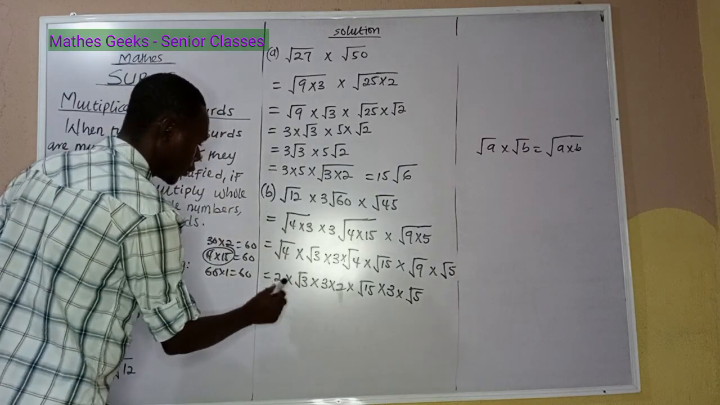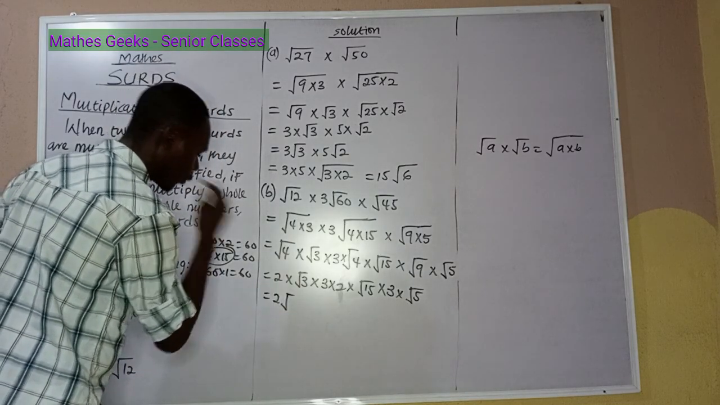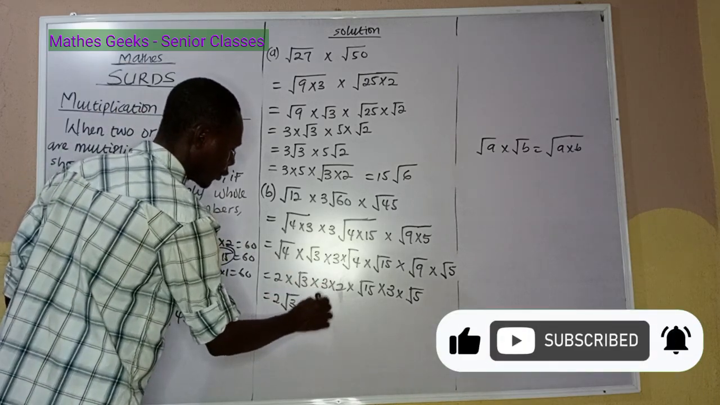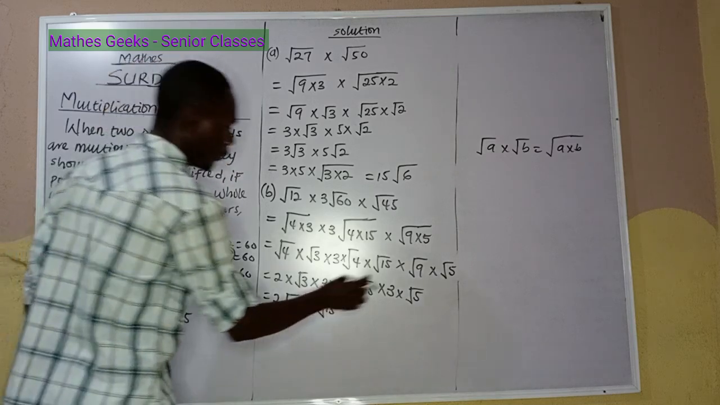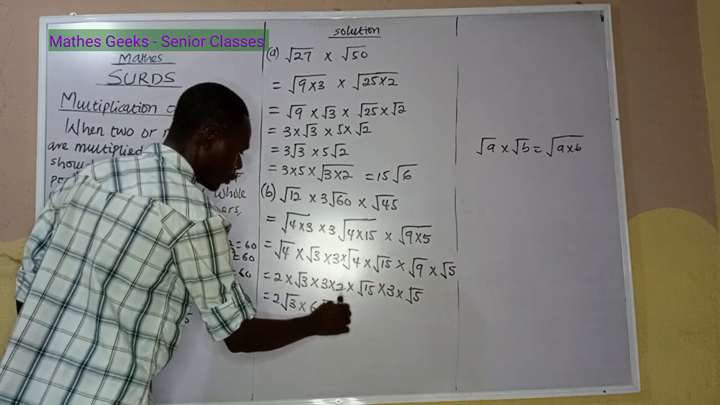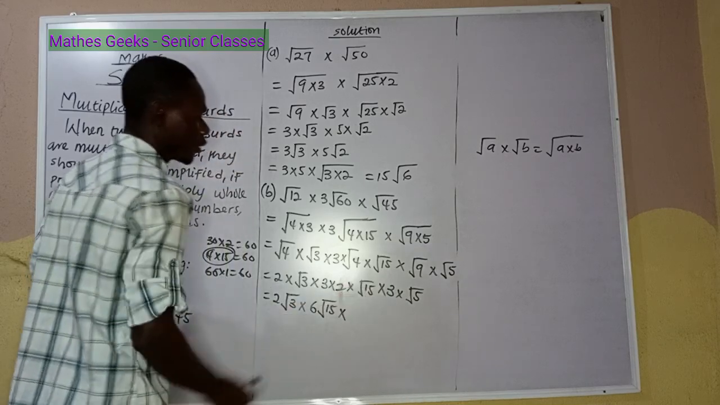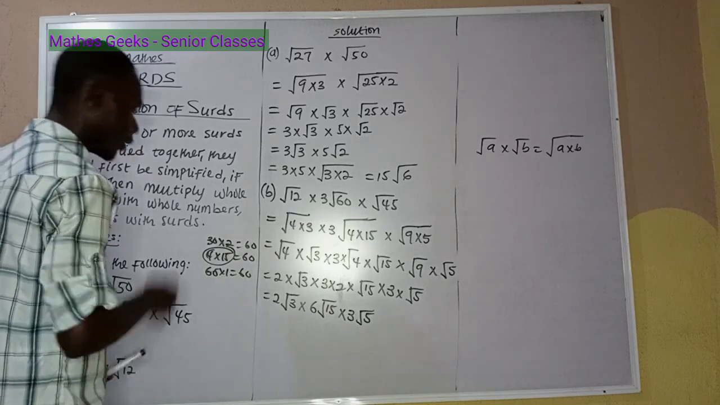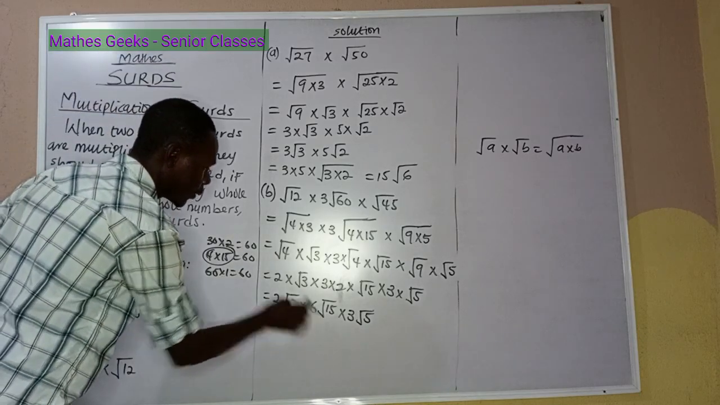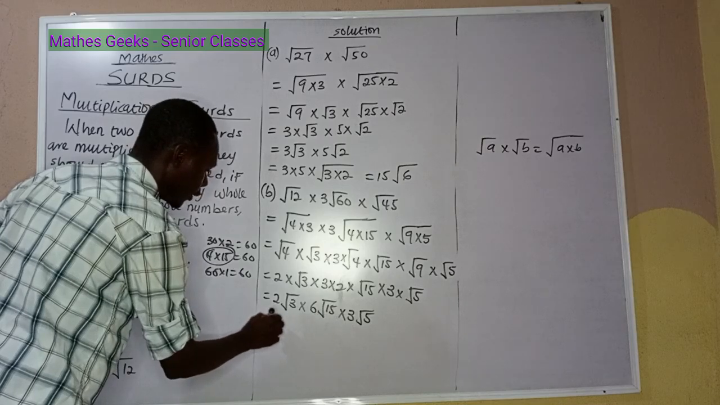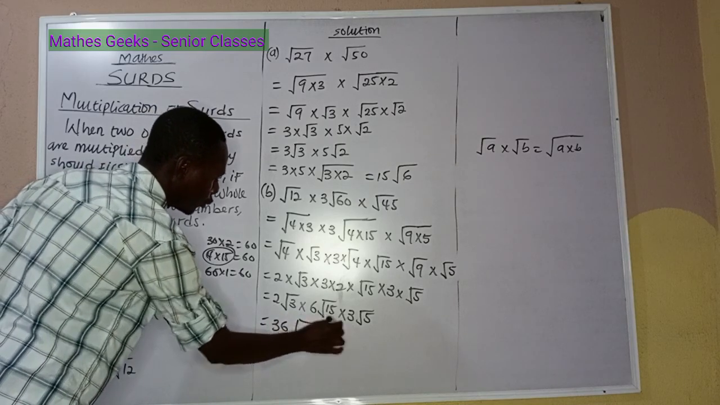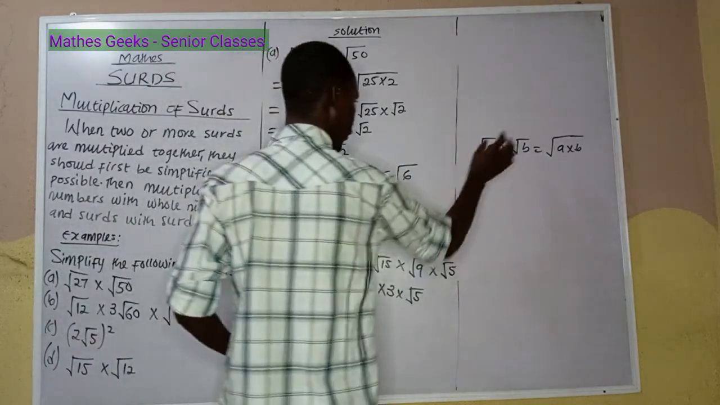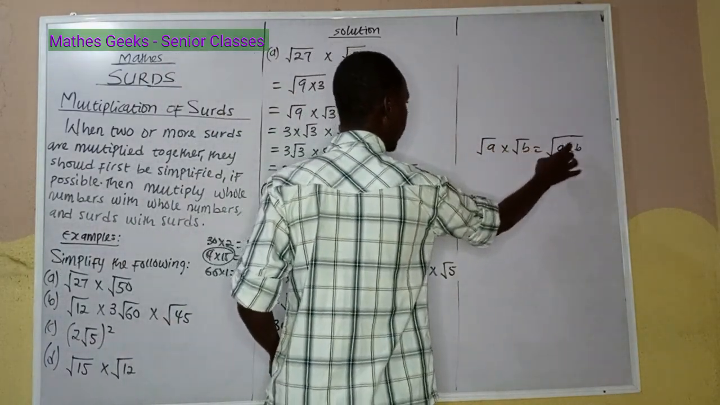Now 2 times root 3 is 2 root 3, times 3 times 2 is 6. That will give us 6 root 15. And 3 times root 5 is 3 root 5. So 2 times 6 is 12, and 12 times 3 is 36 roots. Remember, the rule for multiplication of surds, root a times root b is equal to root a times b.